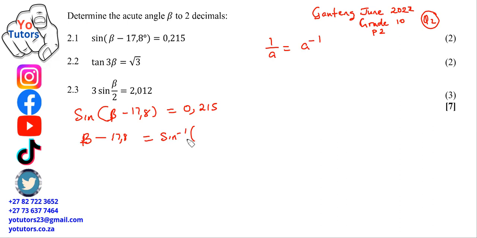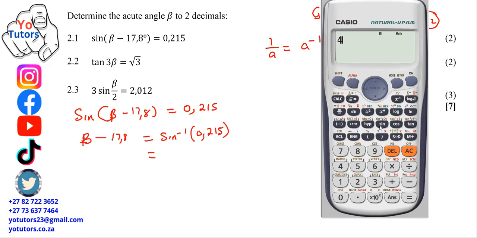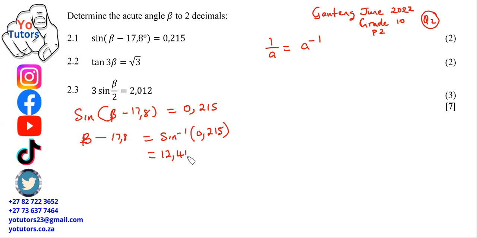What we call this is arc sine. So it's arc sine of 0,215. This will give us the size of the angle. We can go to our calculator and say shift sine, then we punch in 0,215. What do we get there? We get 12,4155. But now they're saying 2 decimal places, so for safety reasons we keep 12,4155 for now.